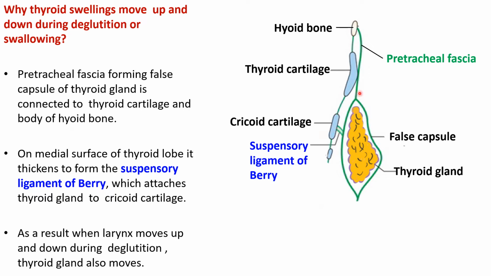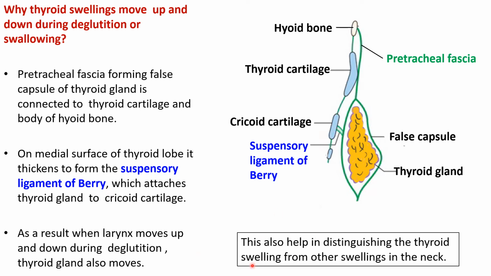And because the fibrous capsule enclosing the thyroid gland is also attached to these structures, it is also going to move up and down during deglutition, or what we call swallowing. So this helps in distinguishing thyroid swellings from other swellings in the neck, because other swellings are not going to move up and down during deglutition.